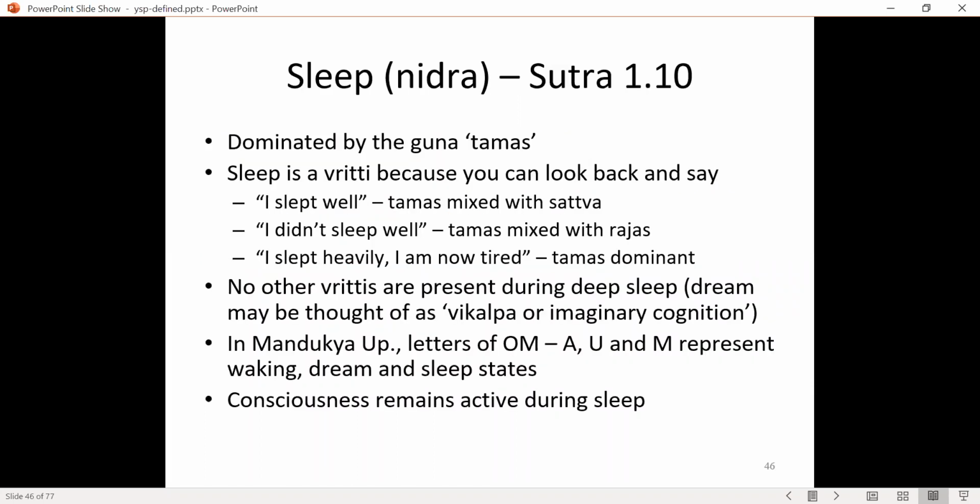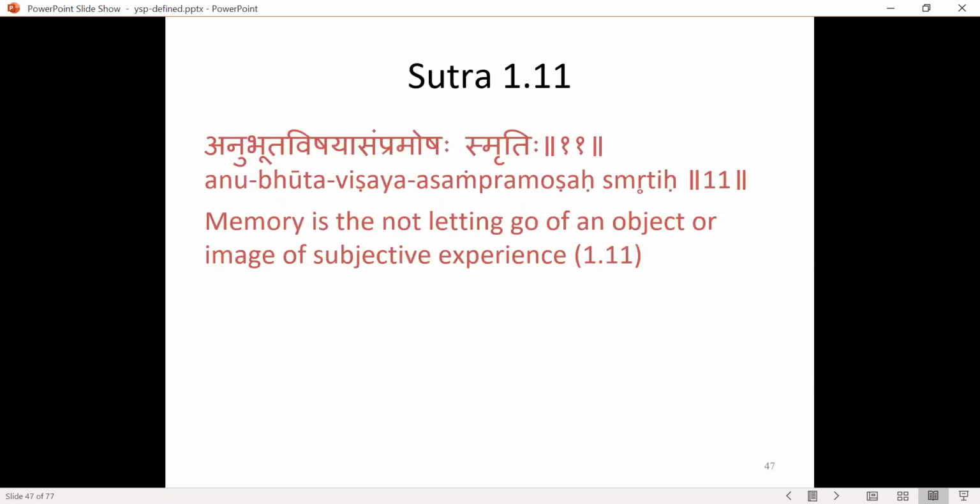So let's move on to the final vritti, which is called smriti. Smriti is, like I mentioned, memory. So the Sanskrit phrase is Anubhuta Vishaya Asampramoshaha Smriti. That's the Sanskrit phrase. The English translation that I have is memory is not letting go of an object or image of subjective experience.